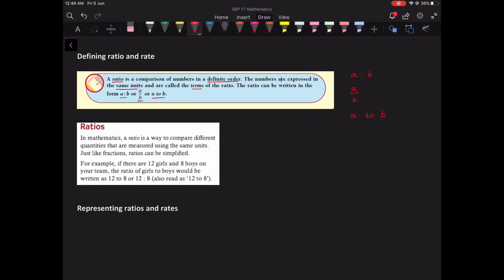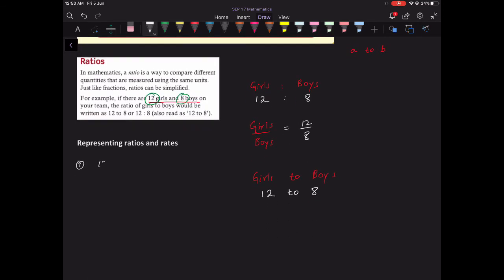In the example given below in the box, we have 12 girls and 8 boys on a team. How do we represent that ratio? The first way is girls ratio boys. Second, girls by boys. And third, girls to boys. There are 12 girls and 8 boys. The three forms of ratios are given as 12 ratio 8, 12 by 8, and 12 to 8.